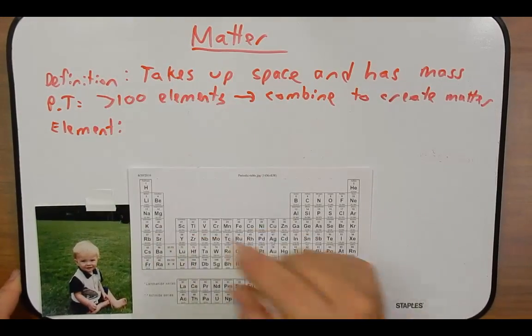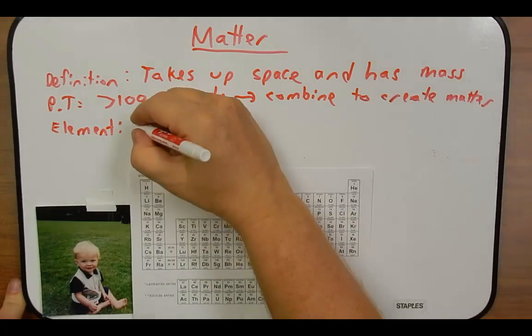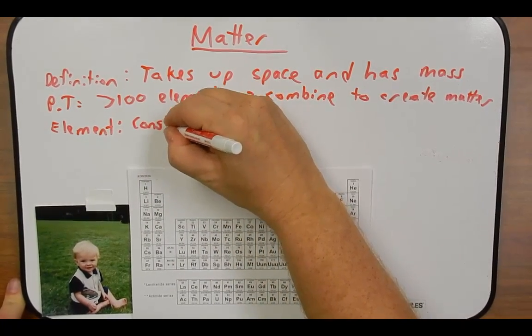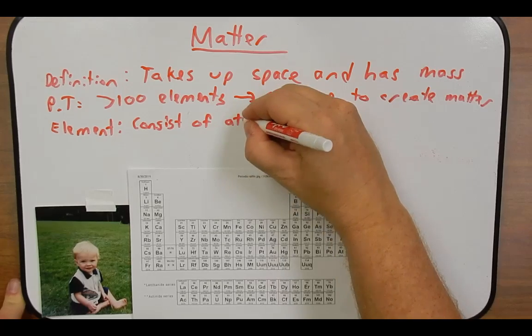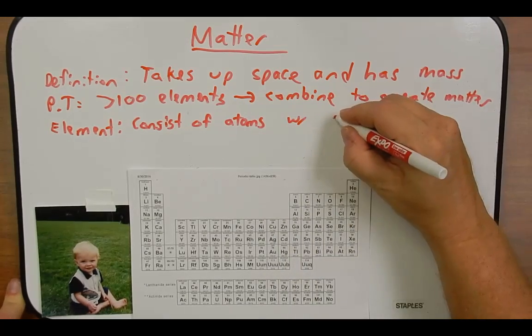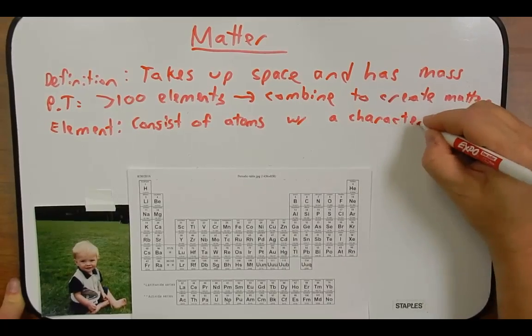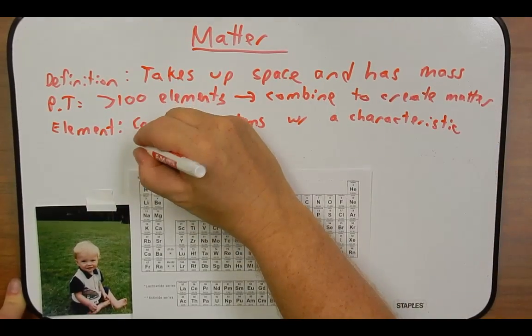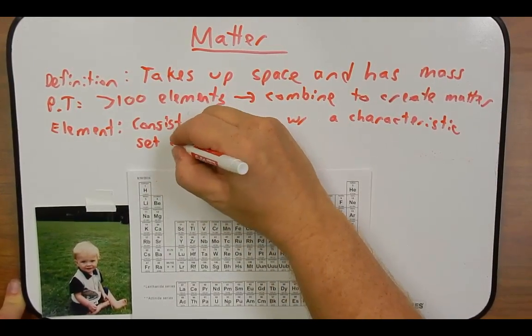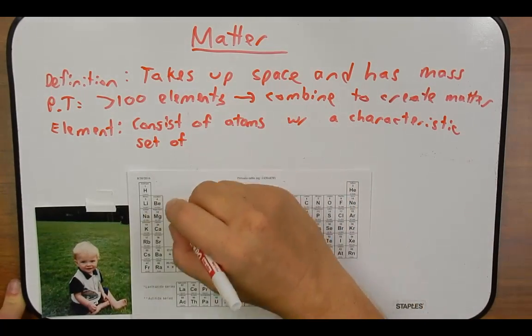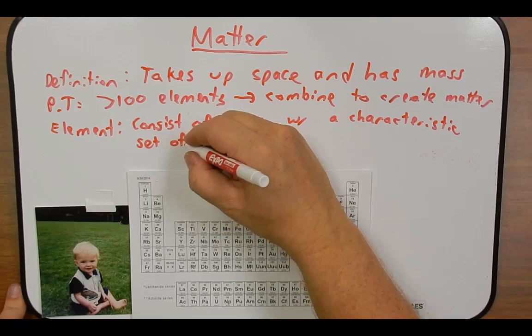So let's give a quick definition of elements. Elements consist of atoms with a characteristic set of protons. A lot of things could change about an atom, and it's still that element. But the number of protons cannot change.